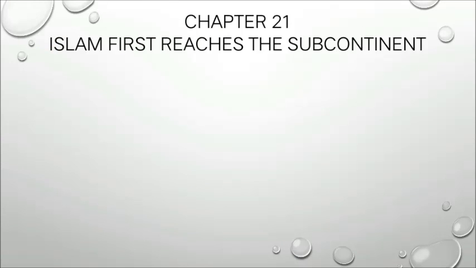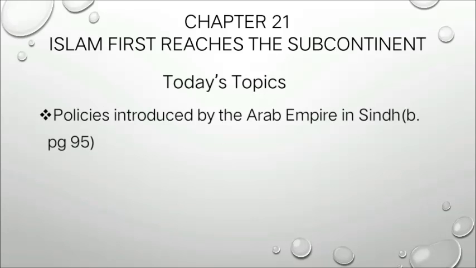As we are studying chapter number 21, Islam first reaches the subcontinent. Our today's topics from this chapter are: number 1, policies introduced by the Arab Empire in Sindh. It's on book page number 95. Number 2, the Ghaznavids. It's on book page number 96.